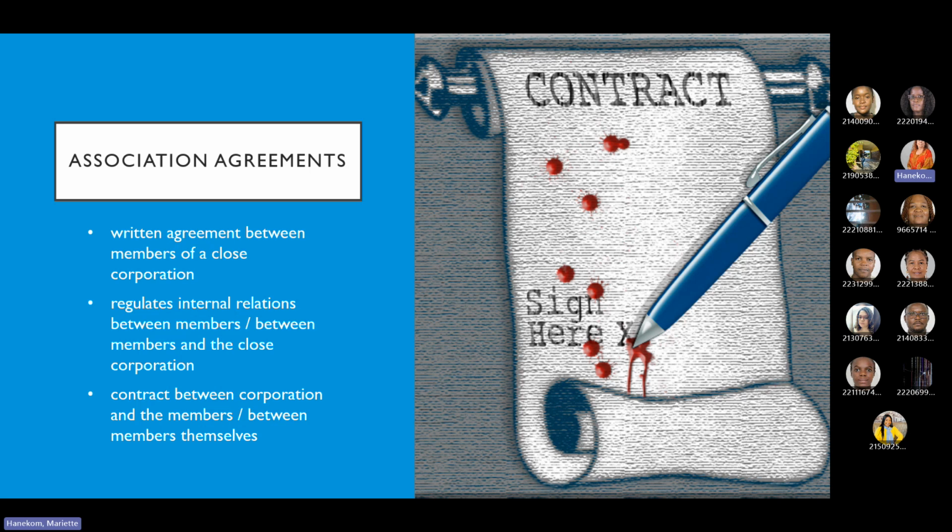What is an association agreement? It's a written agreement between members of a closed corporation which regulates their internal relations. So similar, in function, to your articles of association. Similar to the constitution of the company, it forms a contract between the corporation and its members, as well as a contract between the individual members.